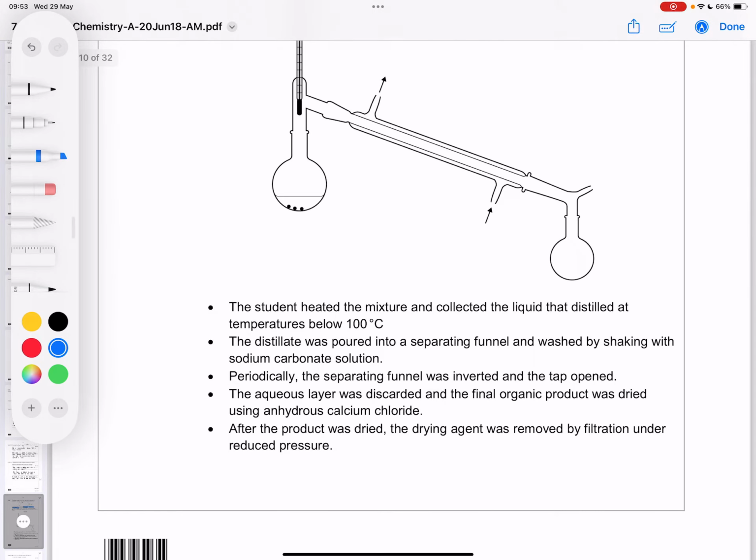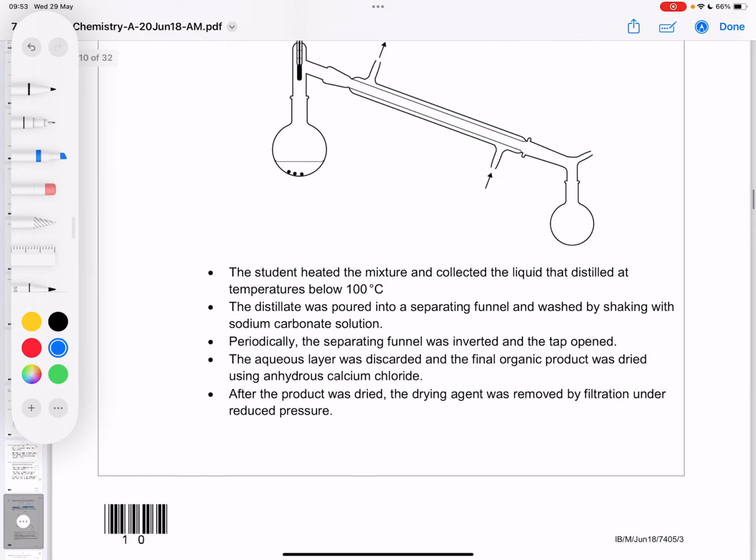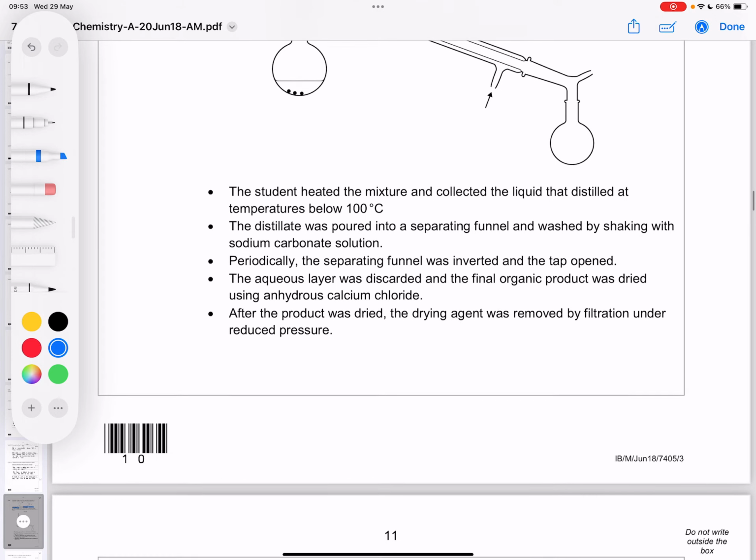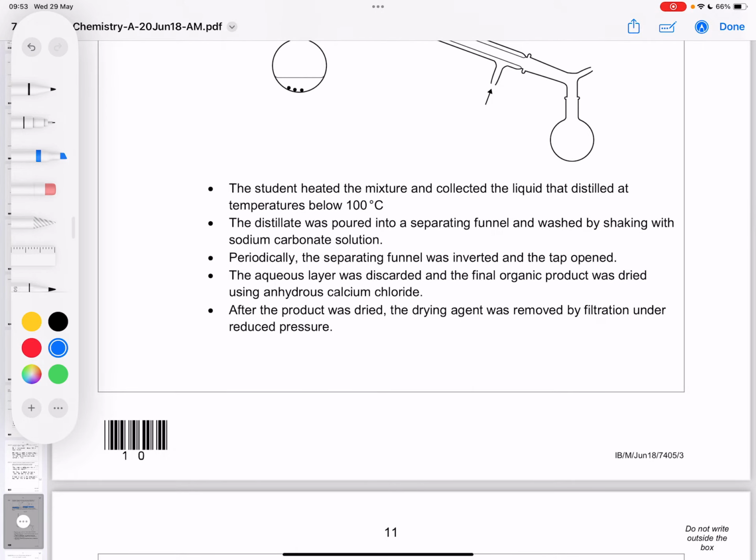It was poured into a separating funnel and washed by shaking with sodium carbonate. So that's going to remove any extra catalyst. You open the tap to release any pressure, and then the aqueous layer is discarded. Then we're using a drying agent, calcium chloride, that's going to absorb any leftover water in the sample, and we then filter off the drying agent under reduced pressure so that we end up with a pure sample of cyclohexene.